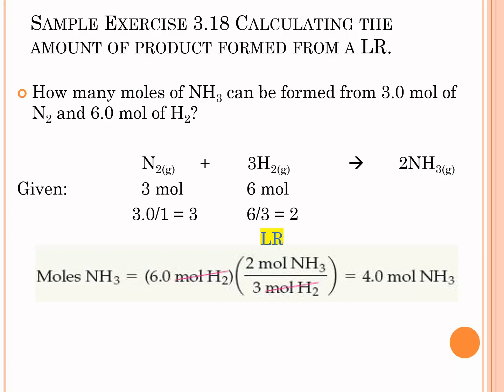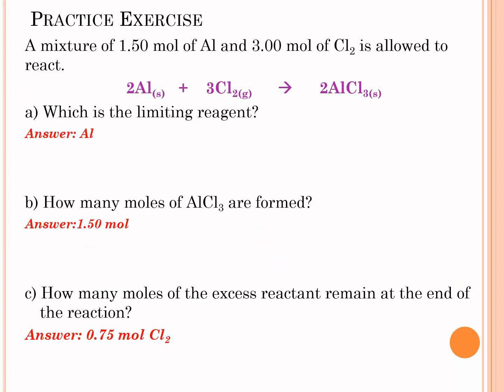And accordingly we say okay, in the equation, 3 moles produces 2 moles. Now 6 moles produces how many? 6 times 2 divided by 3, and you get 4 mole of ammonia. So this is a direct way to solve the previous problem. Again, you can practice the following exercise by yourself, and you can check the answers too.